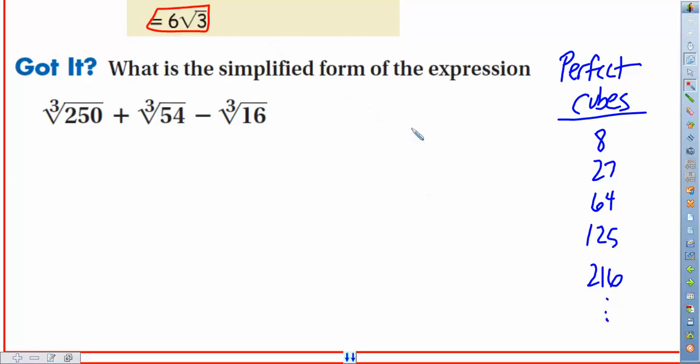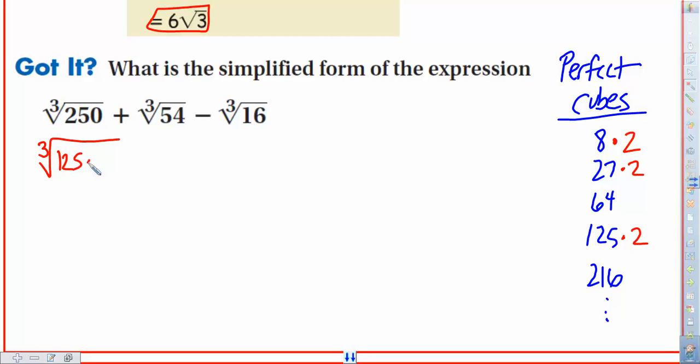All right, had a chance to try it? Great. All right, so let's see here. Well, I'm going to pick on that 16. That 16 could be broken into 8 times 2, right? That's good. How about 54? 54 can be 27 times 2, right? And then how about the 250? I think the 250 can be 125 times 2. These 2's, very good sign. So I could rewrite this as a cube root of 125 times 2 plus a cube root.